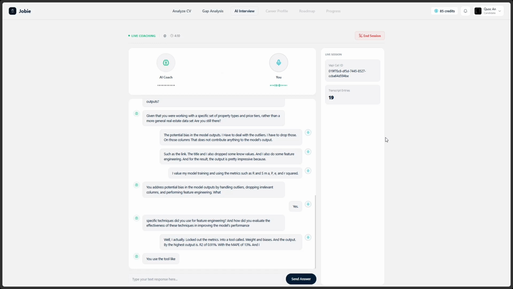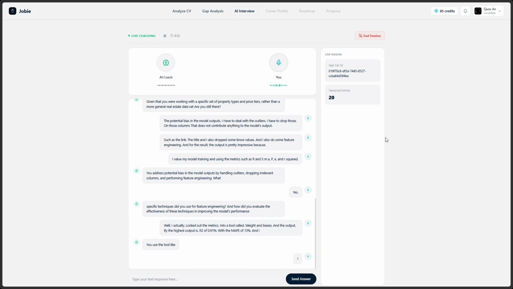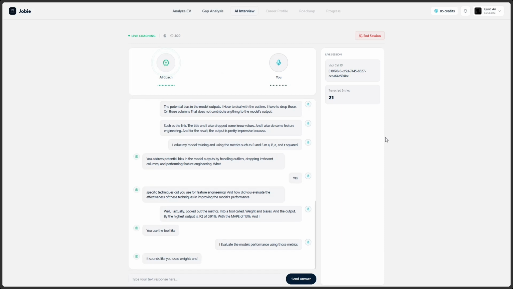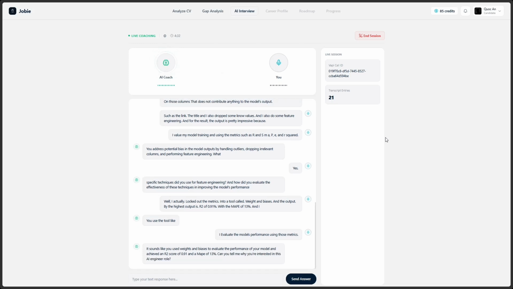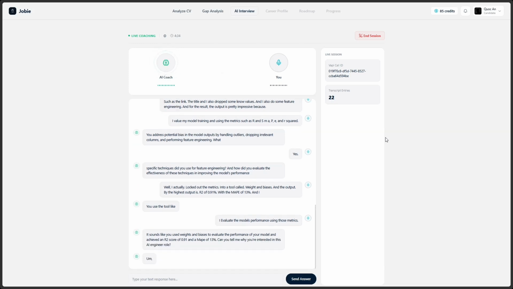I evaluate the model's performance using those metrics. It sounds like you used Weights and Biases to evaluate the performance of your model and achieved an R2 score of 0.91 and a MAPE of 13%. Can you tell me why you're interested in this AI engineer role, and what you think you can bring to the position?